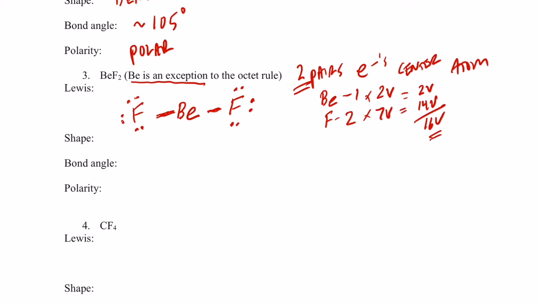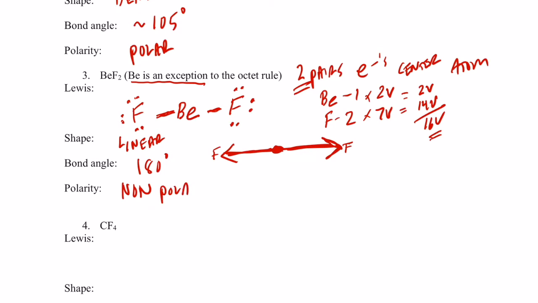So let's see. The shape of this guy, we have an atom in the middle, a fluorine, and another fluorine that is as far away from each other as possible. That's linear. Bond angle for that one's easy, 180 degrees. And then the polarity, we have a spaceship pulling this way and a spaceship pulling this way with the exact same amount of strength. Is this beryllium in the middle going to go anywhere? Nope, it's not. So that guy is nonpolar. Okay?